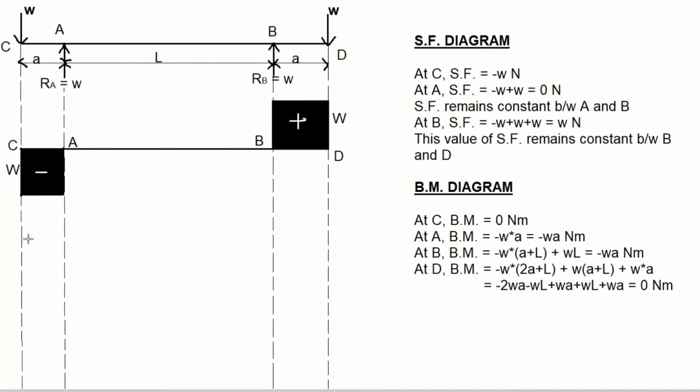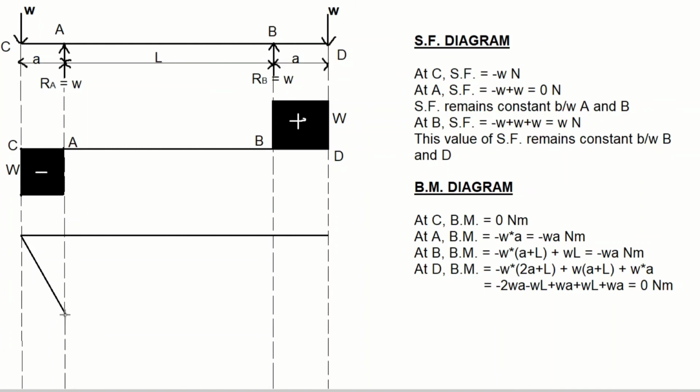Now, let's draw the bending moment diagram. So, for that, what do we have to do first? We have to mark the baseline. So, this is the baseline. At C, we have bending moment equal to 0 Newton meter, and at A, bending moment is equal to minus WA Newton meter. Since it is negative, we'll mark it below the baseline. So, let's mark this variation of bending moment from C to A like this. That is, bending moment varies from 0 at C to minus WA at the point A.